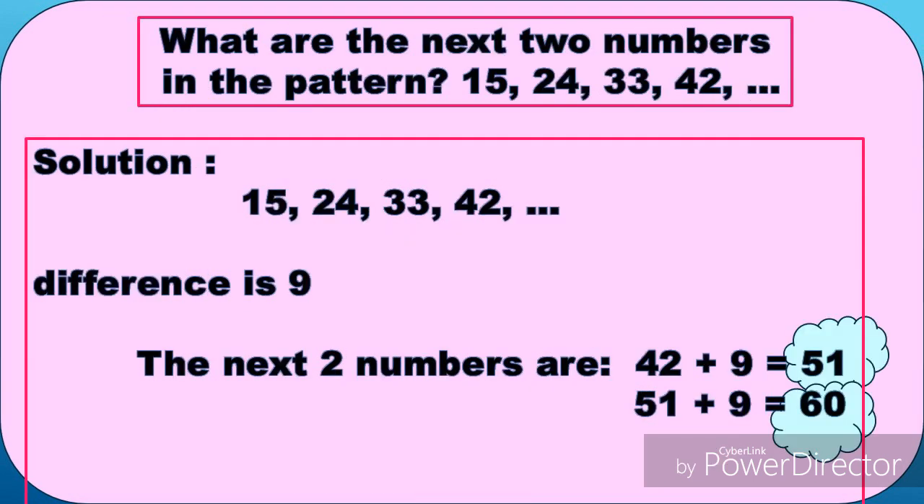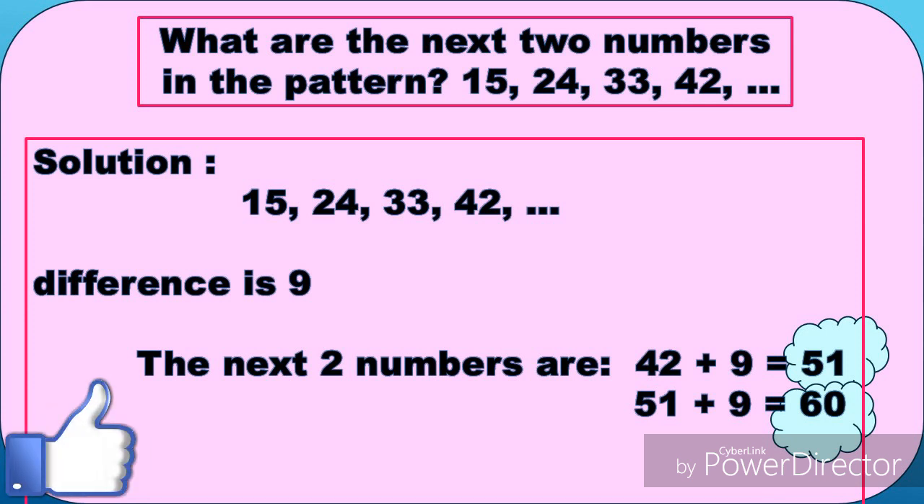Okay, next. What are the next two numbers in the pattern? 15, 24, 33, 42. So, ito yung solution. 15, 24, 33, 42. So, kung mapapansin natin, ang difference niya is 9. So, paano ko nakuha ang difference? Pag minus mo yung dalawang magkatabing number, ang sagot is 9. 24 minus 15, 9. 33 minus 24 equals 9. 42 minus 33 equals 9. So, ang pattern is nag-a-add tayo ng 9.